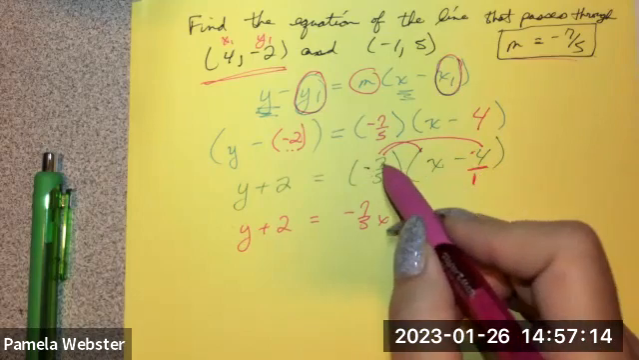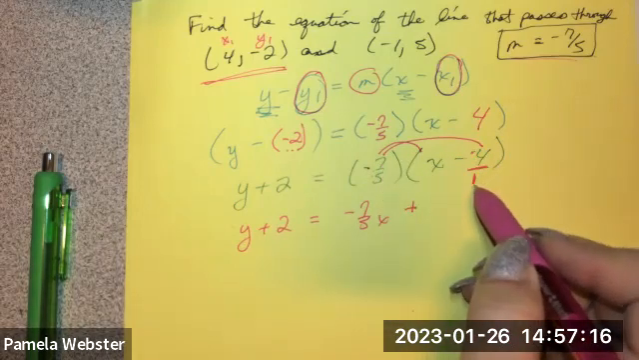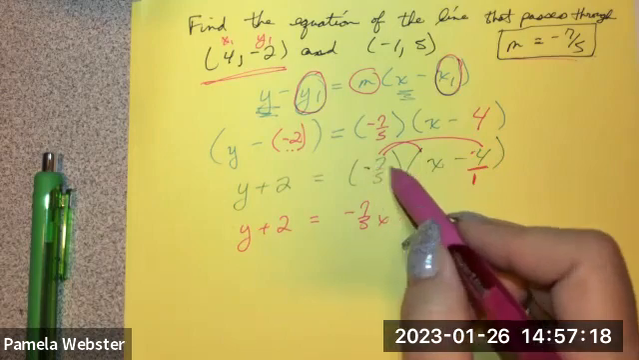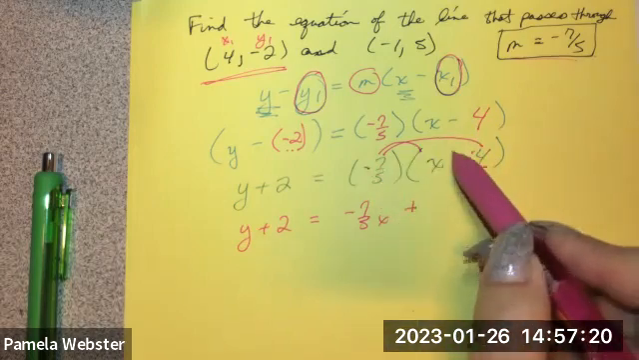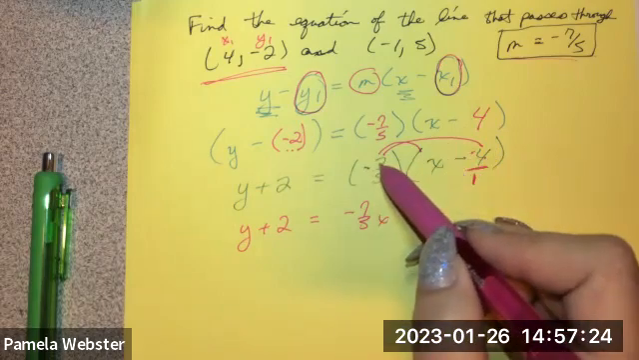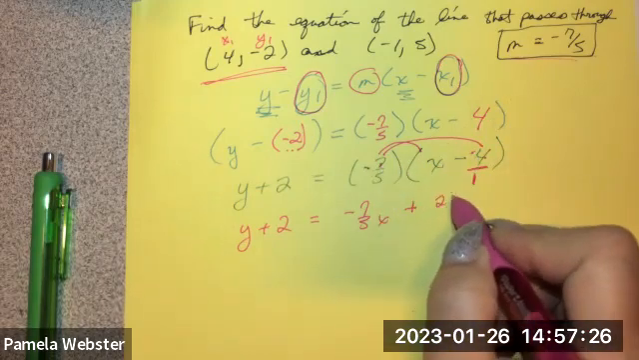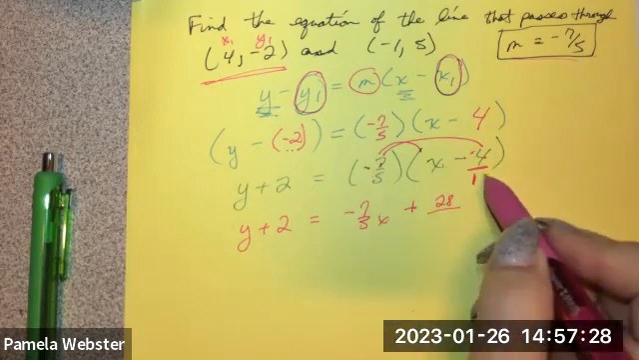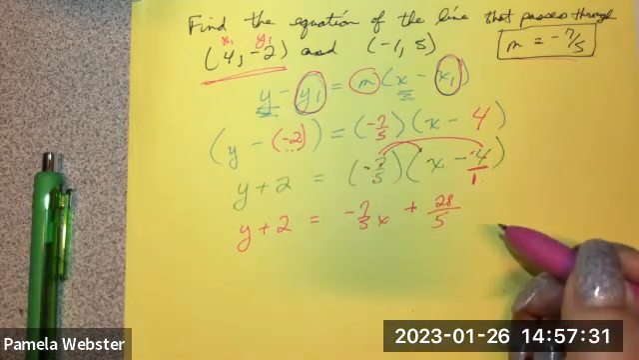I can always write a 1 over a 4 over a 1, any number over a 1. So how do we multiply? Negative times a negative, positive. When we're multiplying fractions, we go straight across the top. So the 7 times the 4, 28. And then on bottom, I've got 5 times 1. So that's just a 5.